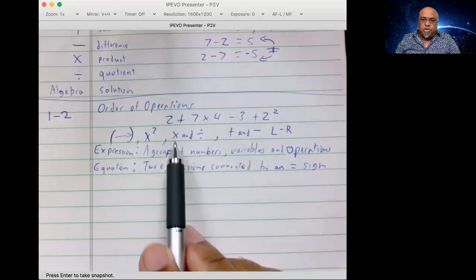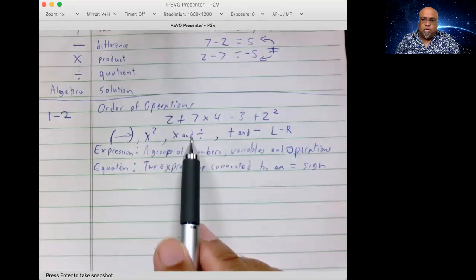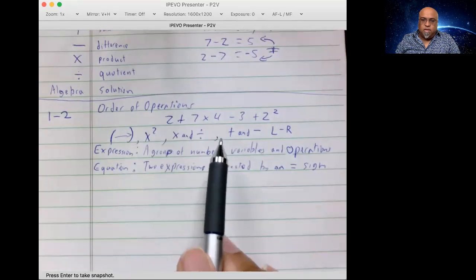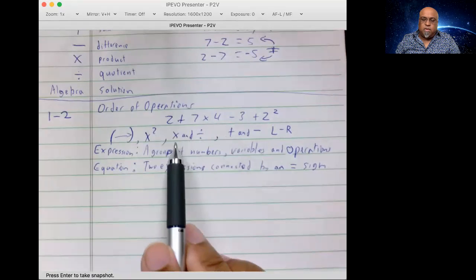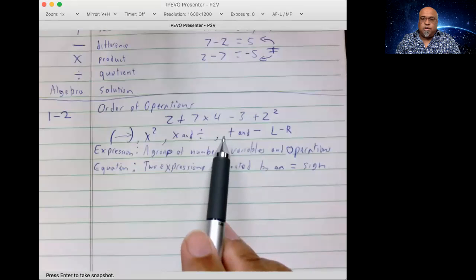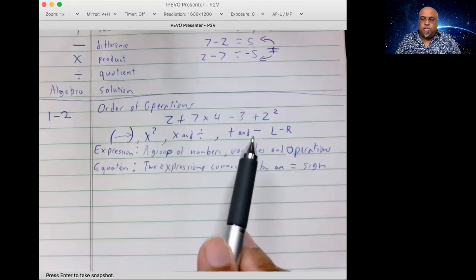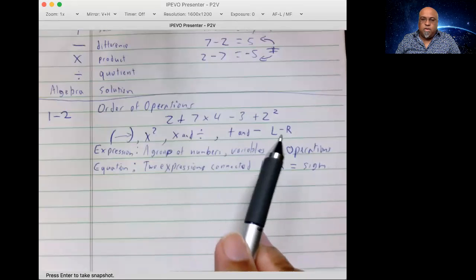If I have multiplication and or division in a problem, then I do it from left to right. I said addition, but I meant multiplication, in case I accidentally said that. If I have addition and subtraction, I do that from left to right. Okay, so each category is done from left to right.